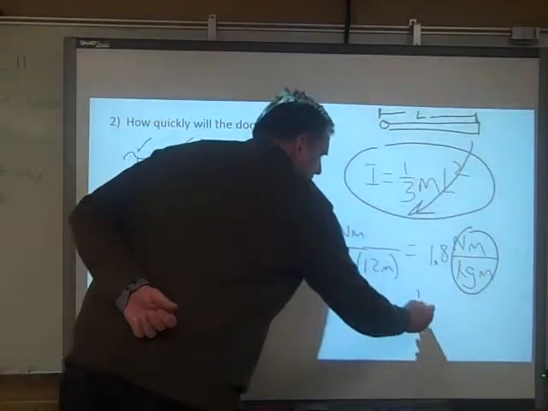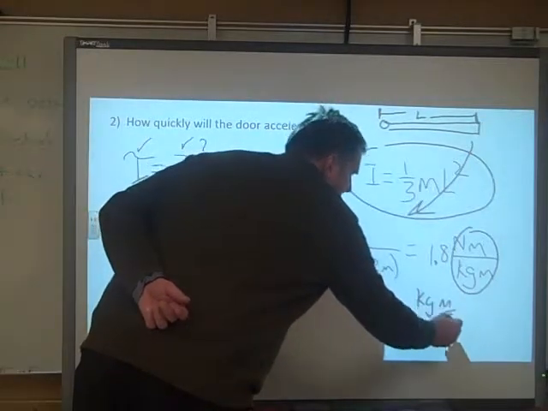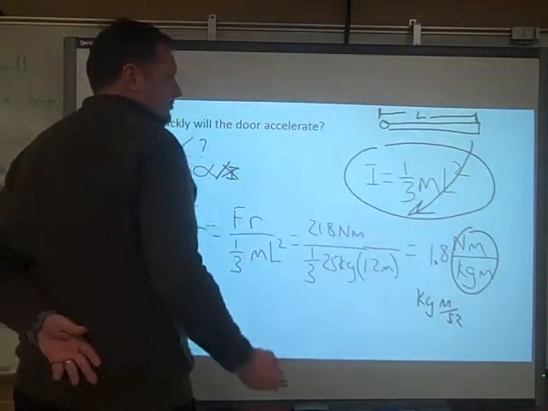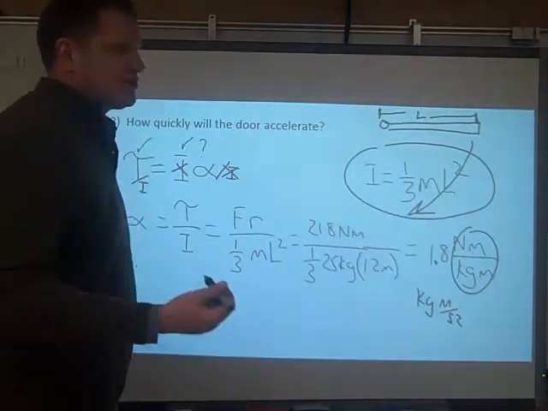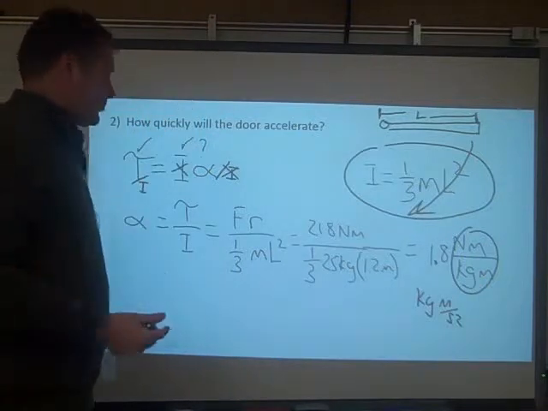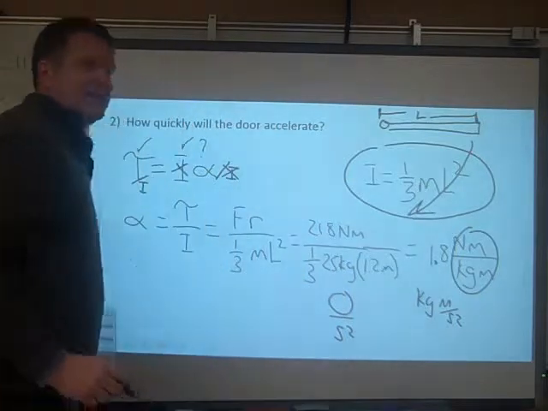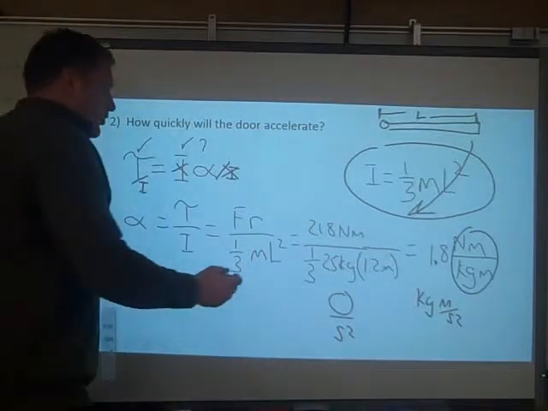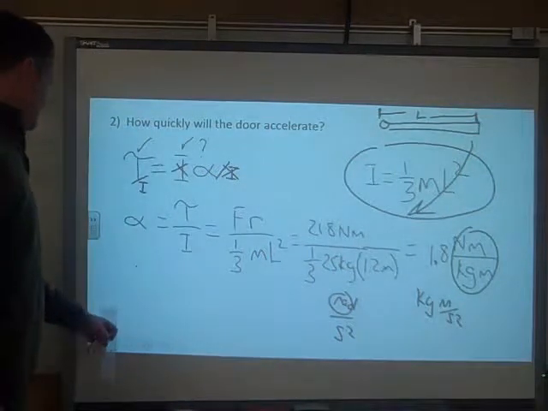Remember, newtons is really kilograms meters per second squared. If you watch, what happens is the kilograms will cancel out, the meters will cancel out, and you'll be left with seconds squared. It'd be one over seconds squared. This is what you end up with. But don't forget, when you're dealing with angles, you can always throw in the word radians. So you end up with radians per second squared.